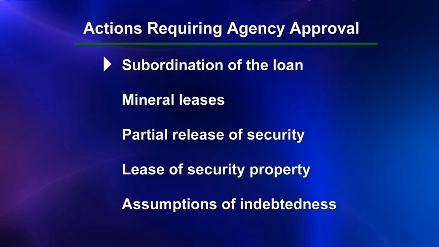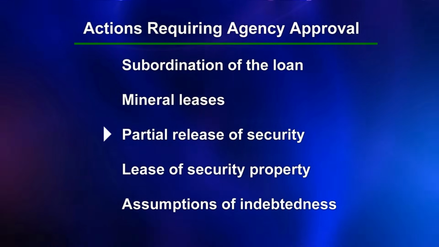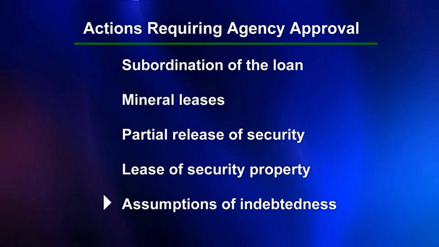A borrower must obtain approval from the agency before taking action that may affect the security value of the property. Key actions that require approval from the agency include subordination of the loan, mineral leases, partial release of security, lease of security property, and assumptions of indebtedness.